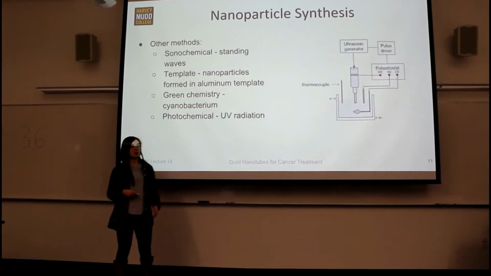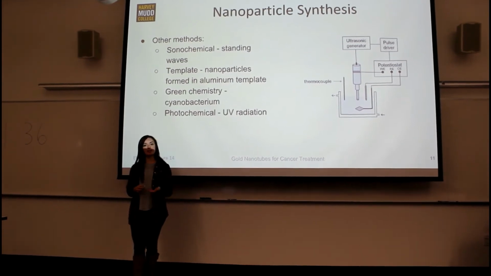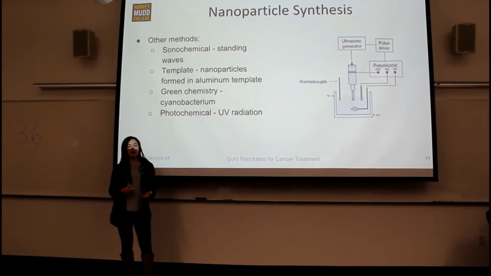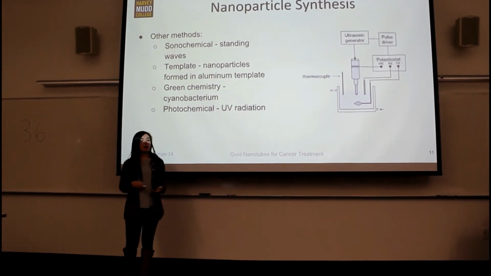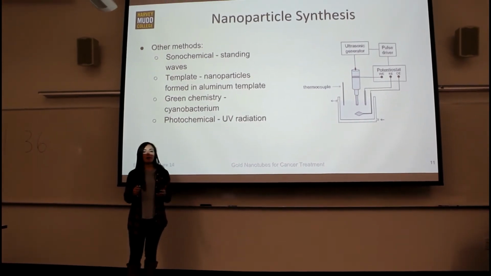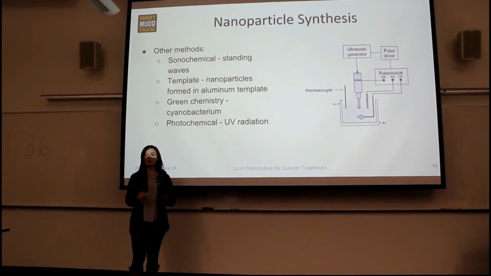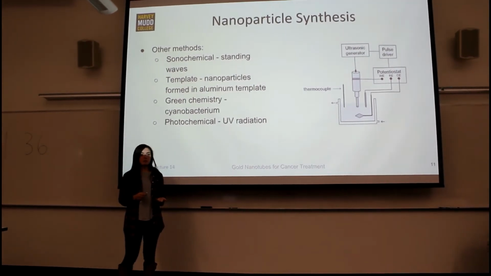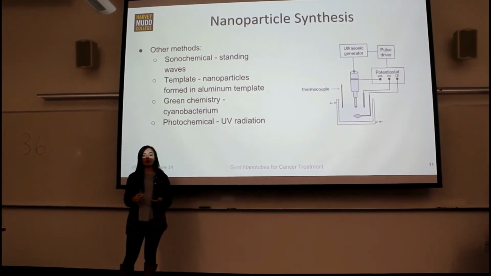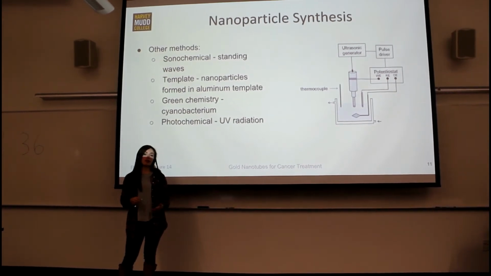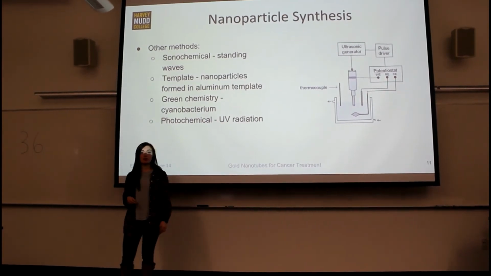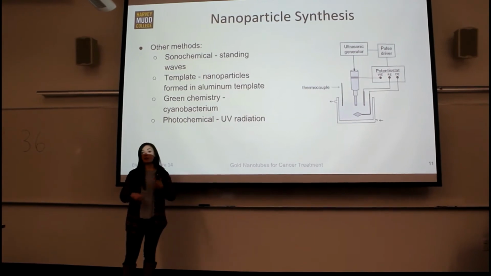To give a brief overview of some of the less widely used methods that exist, there's a sonochemical method where the solution is agitated using a standing wave. There's the template method where nanoparticles are actually formed in a very small membrane of aluminum. This method is how we get different shapes like nanotubes rather than nanospheres. Also green chemistry, which is currently being researched, involves using cyanobacteria to reduce Au3+ to Au. And finally, there's the photochemical approach, which uses UV radiation to speed up the process.